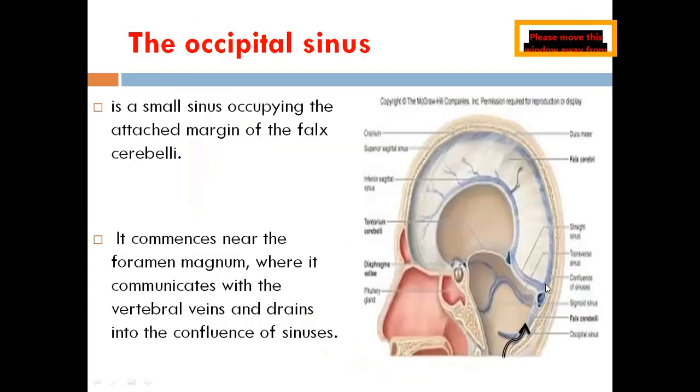Now, in the internal occipital protuberance area, we will have occipital sinus. It's a small sinus occupying the attached margin of falx cerebelli. It commences near the foramen magnum, where it communicates with the vertebral veins and drains into the confluence of sinuses. It is like this. Okay, meeting point of all sinuses like superior sagittal sinus. Then we have straight sinus. Okay, and all these sinuses meet at the confluence.